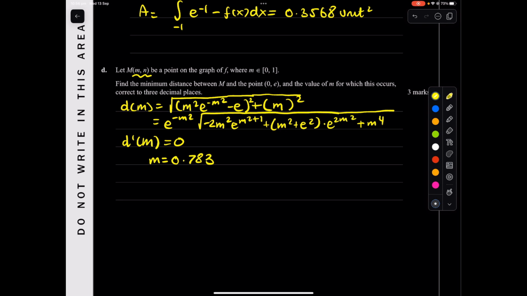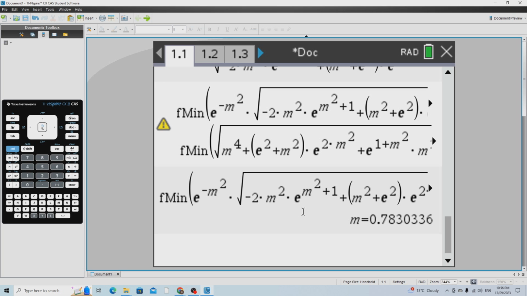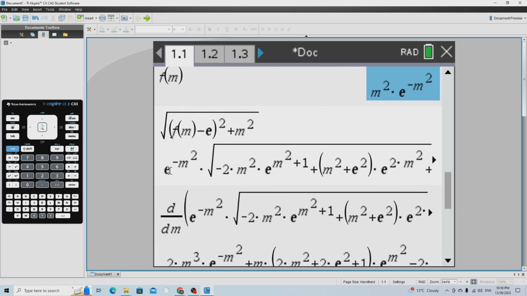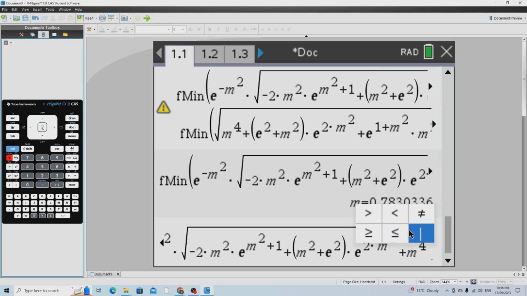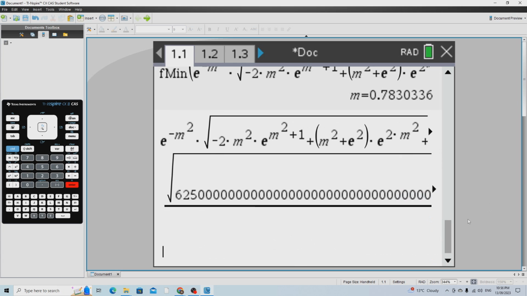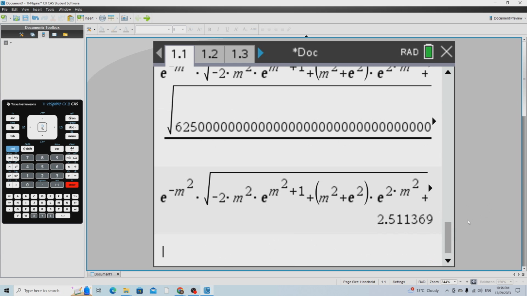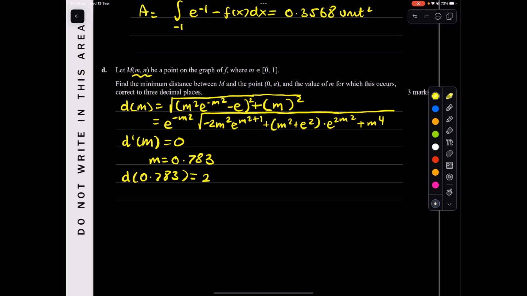So find the minimum distance at m and the value of m. We have this and we say, what's d of 0.783? That's going to give us our minimum distance, this one over here. Given that our m value is this, that gives us 2.511. Perfect. That's that. Hope that's right.